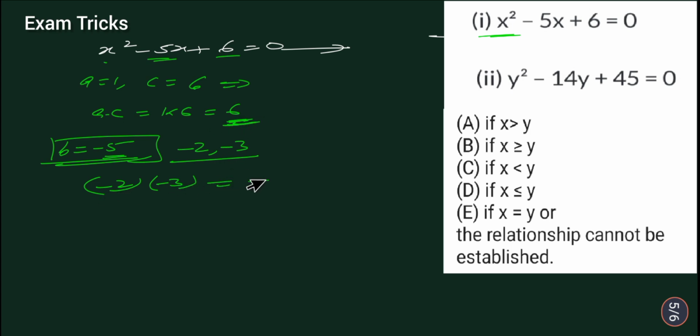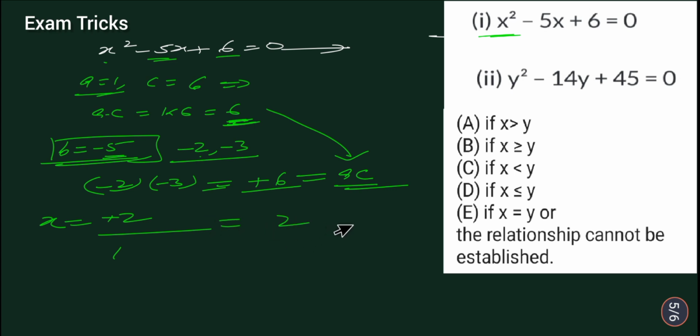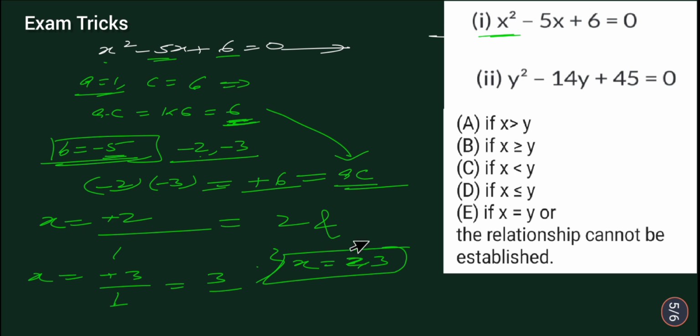Here minus into minus is plus, and 2 into 3 is 6. It should be equal to the product of A and C, right? And it is equal, right? Now what is your answer? Just in a few seconds, minus changes to plus and 2 is the same, divided by A, that is the coefficient of x square, 1, equal to 2, and another value of x is minus changes to plus, 3 is the same, divided by A, that is 1, means 3. So in this case x is equal to 2 and 3, we get two values, right?